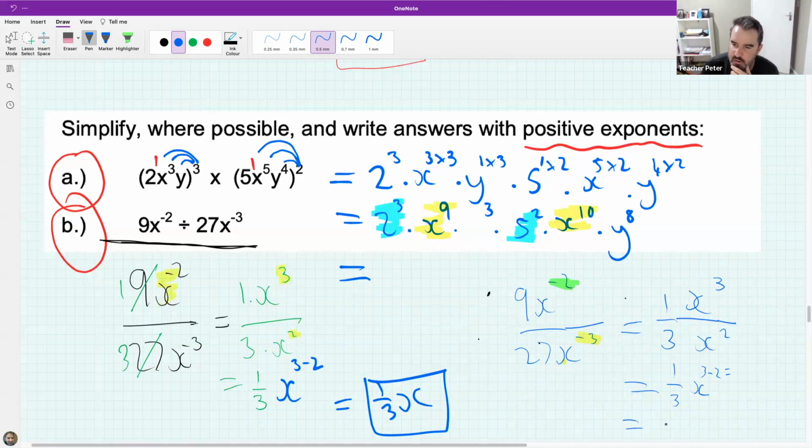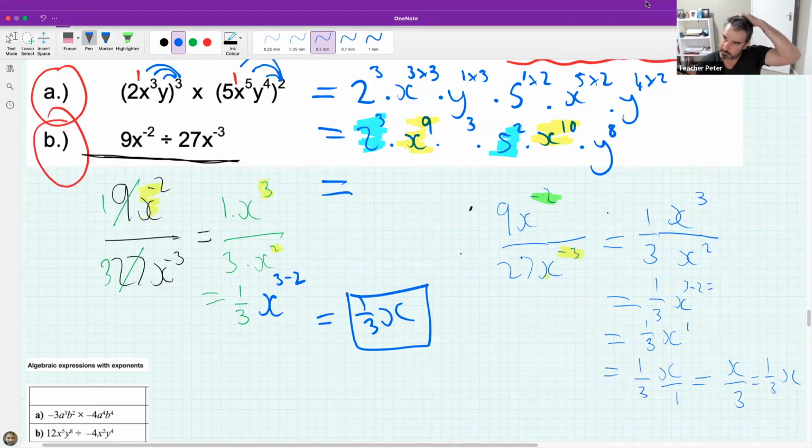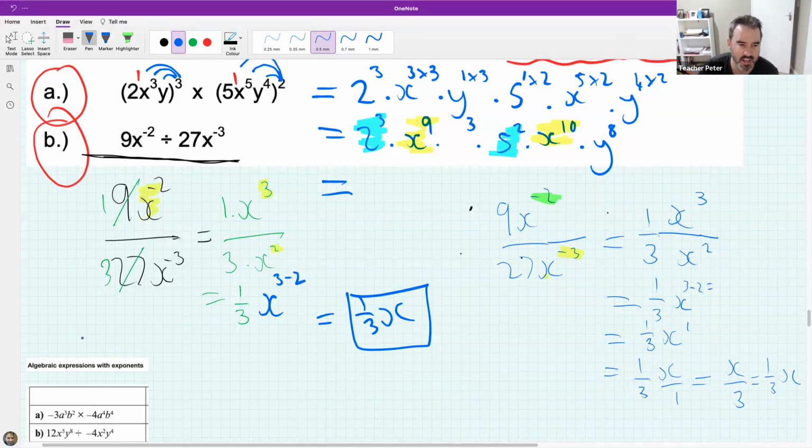Okay, so then you've got 1 over 3x to the 1, but you're quite right. You can rewrite this because x can always be written over 1. And so you can write this as x over 3. That would be the same thing as 1 over 3, or a third, x. Those are all equivalent ways of writing the same thing. Okay, thank you, sir. All right, nicely done.